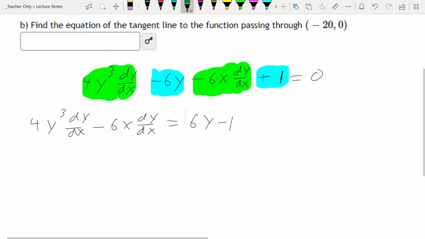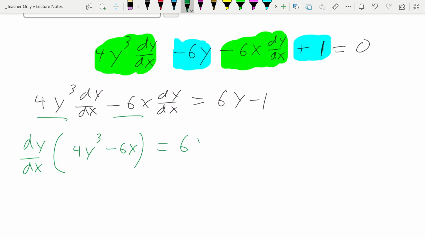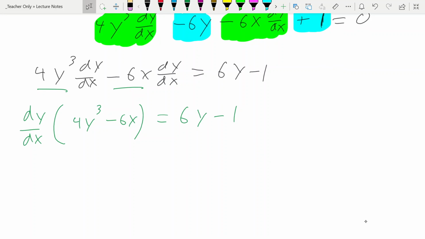Now the whole goal here is to get dy/dx by itself, and now that they're all on one side, I can factor them out. So we're going to factor out dy/dx, which would leave us with 4y cubed minus 6x. That's what's going to be left after we factor out dy/dx. Now, of course, do not forget your equal sign. It cannot just disappear. Last but not least, we need to finish solving for dy/dx by dividing by, I always call it the blob, whatever is multiplying it. I do not care how ugly it is, we're just going to divide by 4y cubed minus 6x.